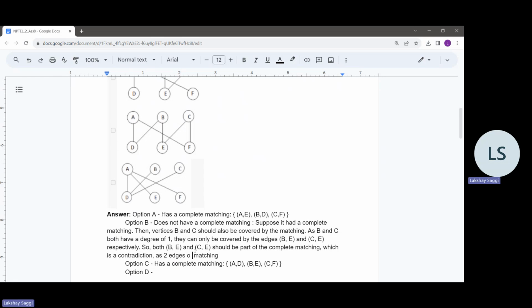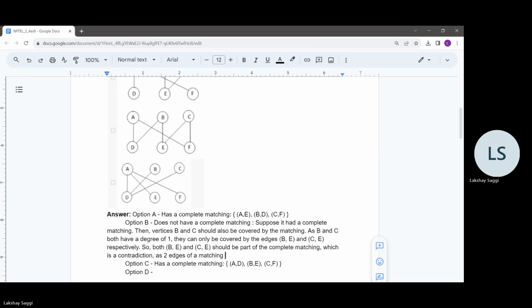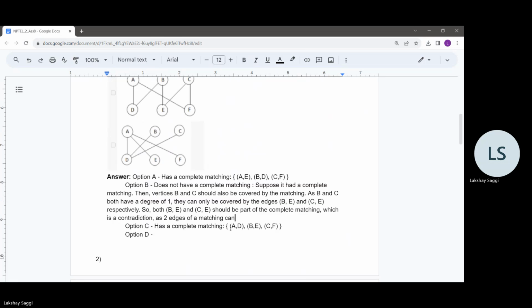So why is it a contradiction? As I explained earlier also, if we select these two edges B comma E and C comma E, then E is a common vertex. But no two edges of a matching should contain a common vertex. So that's what I'm writing. So as two edges of a matching cannot share a common vertex. So I guess something like it is clear.